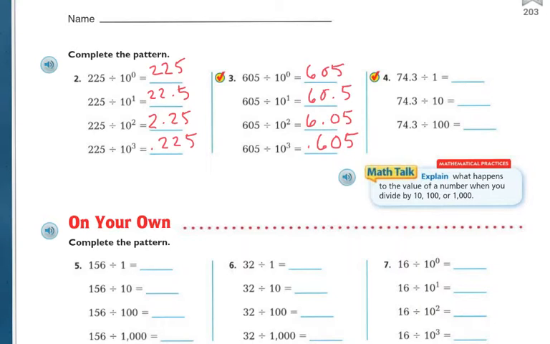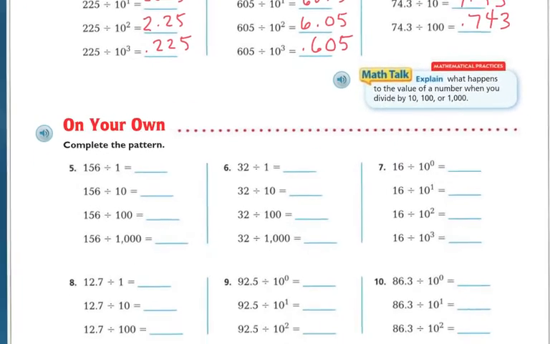Okay, let's do the next one. 74.3, or 74 and 3/10 divided by 1 is going to remain 74 and 3/10. When I'm dividing by 10, I'm going to move my decimal over one space, so it's 7.43. When it's divided by 1,000, I'm going to move it over 3 spaces, so it's going to be 0.743, or 743 thousandths. Okay, you are going to continue on your own, all right?